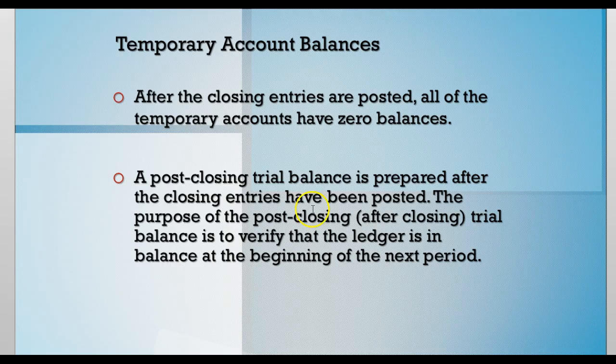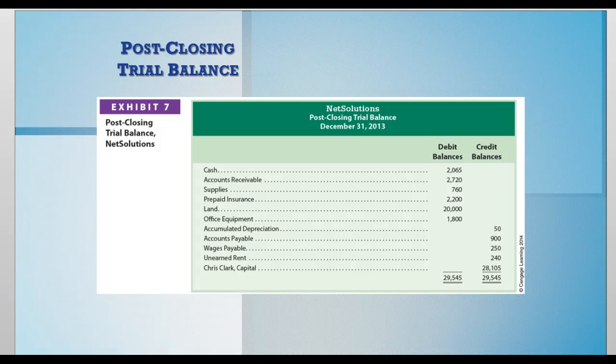So after the closings are posted, all of the temporary accounts should have zero balances, and you want to check that. All your revenues should be zero, all your expenses should be zero, the income summary should be zero, and the drawing account should be zero. You're going to pull all of that off again and do a post-closing trial balance, just to make sure things are in balance before you start over again. And this is what it would look like. And by golly, that's exactly what your classified balance sheet looked like.